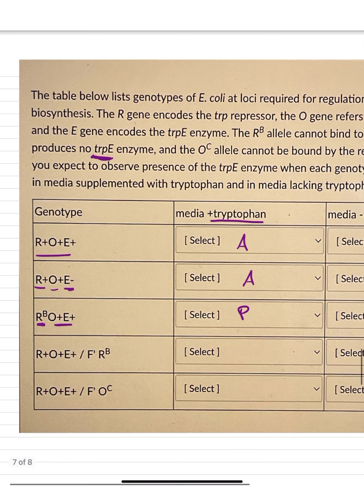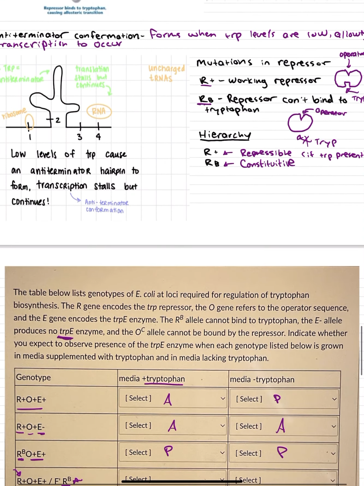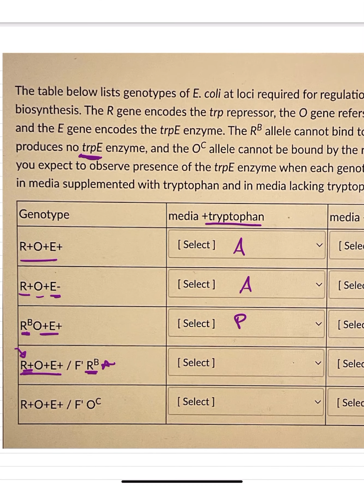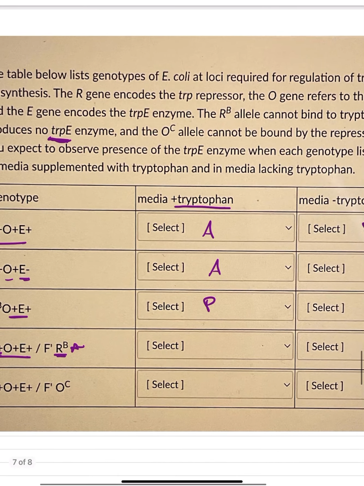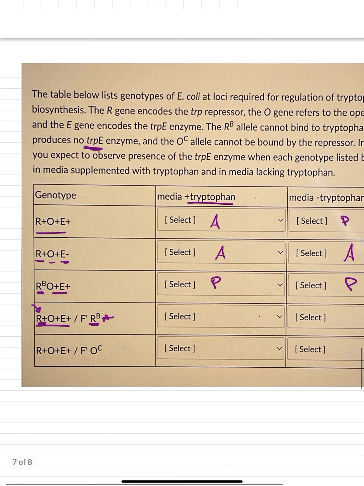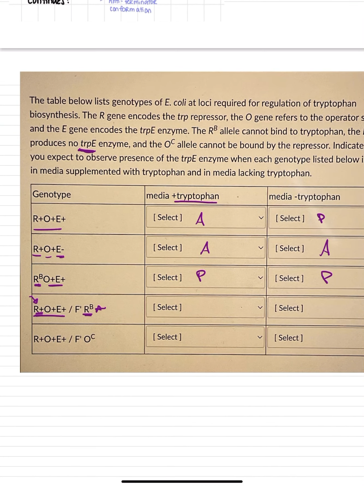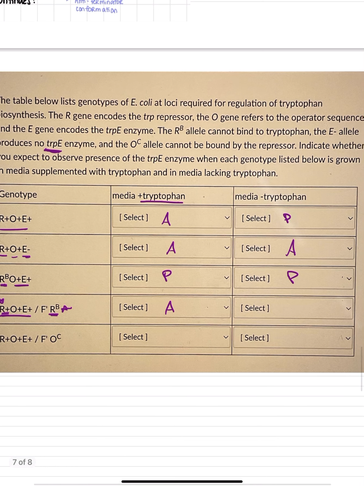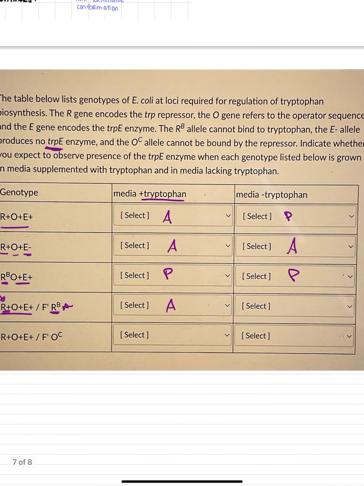Going on to the other problem, we have an all working genotype and a plasmid carrying a repressor protein. Remember, the repressor proteins are trans-acting elements, meaning that they can move from one plasmid or genotype to another genotype. This will produce constitutive expression. This right here will produce repressible expression in the presence of tryptophan. If we look at the hierarchy, we see that R plus is higher than RB, so R plus will take precedence over RB. So in media with tryptophan, if we have a working repressor protein, that will result in it being absent. In media without tryptophan, that will result in TrpE being present in the environment.